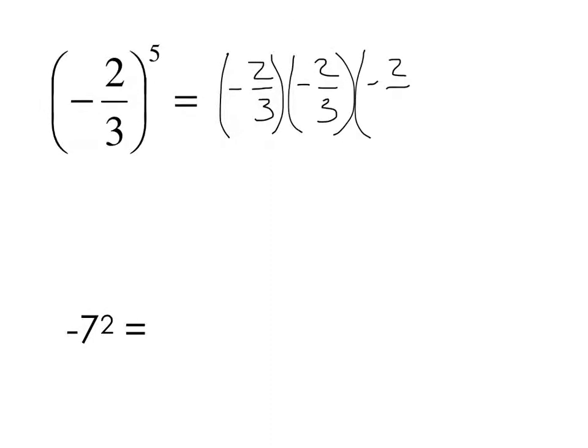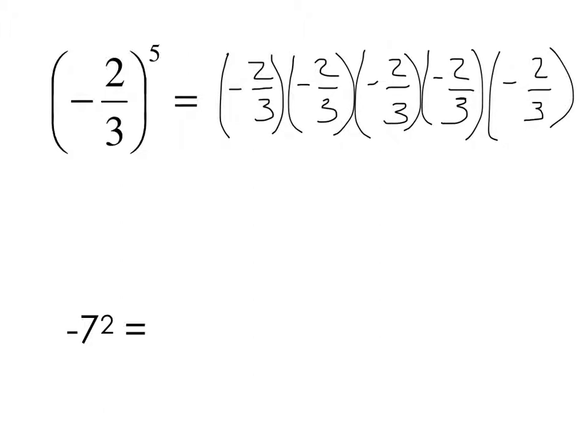So we're going to write down negative 2/3 5 times, and then think about what our answer will be. When we multiply these first two negative numbers together, a negative times a negative will give us a positive. When we multiply these two negative numbers together, once again, negative times a negative will give us a positive. That leaves us one negative sign at the very end that's going to make our answer negative.